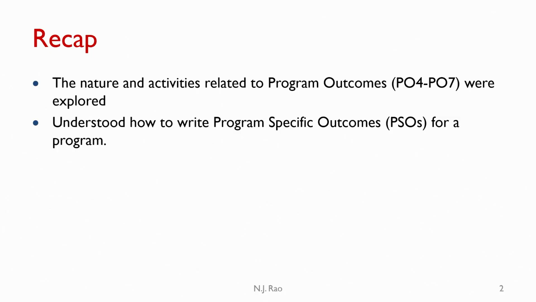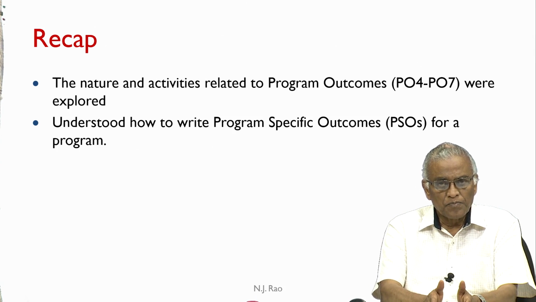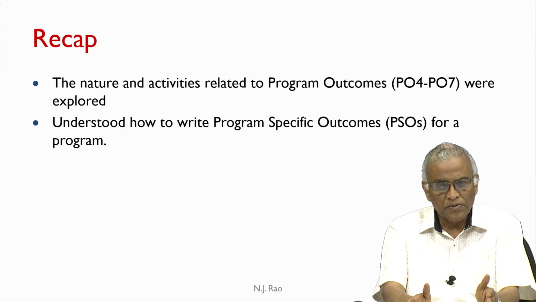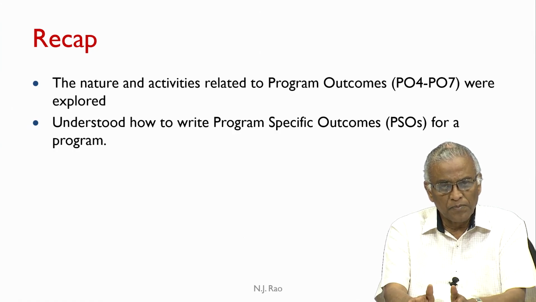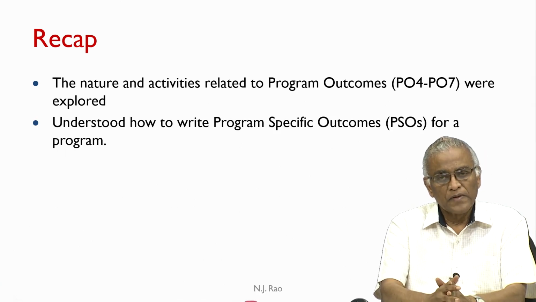In our earlier unit, U7, we looked at the nature of activities related to program outcomes PO4 to PO7 and also understood how to write program specific outcomes. Now, we have addressed the outcomes at two levels. One is at program level, the other one is at a specific program level. Now, we need to look at a course level.